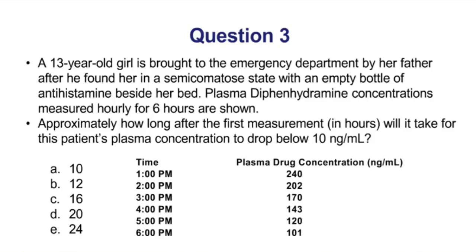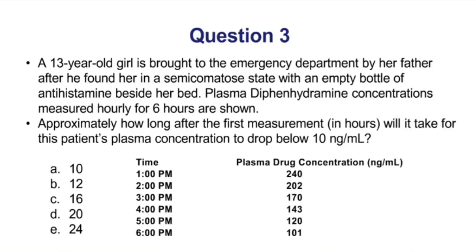So given that the half-life of the drug is 4 hours, how long is it going to take to drop below 10 nanograms per mil? Calculate the number of half-lives that are going to be required to go below 10. The first half-life takes you from 240 down to 120. The second half-life, 120, goes down to 60. In the third half-life, we go from 60 down to 30, cut that in half. In the fourth half-life, we go from 30 down to 15, but we're still not below 10, so we have to go to a fifth half-life in order to go below 10.